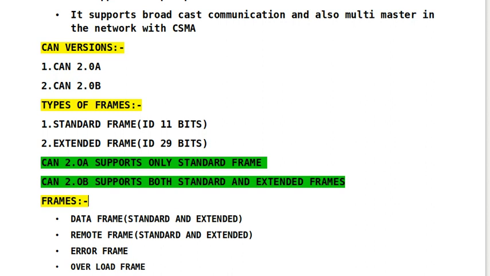This is my first video about the CAN protocol. I have discussed only what a CAN node is, what the frame formats are, and what the CAN versions are in this video. In my upcoming videos I will explain the data frame, the remote frame, the error frame, and the overload frame, how they work, how we can transmit data from one node to another node, and how we can connect one node with another node.